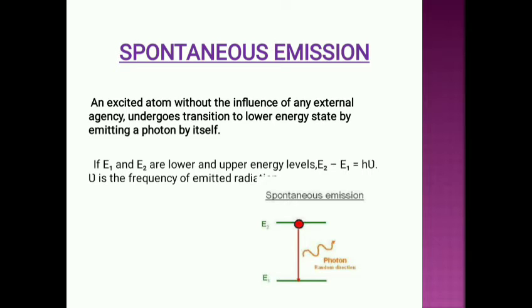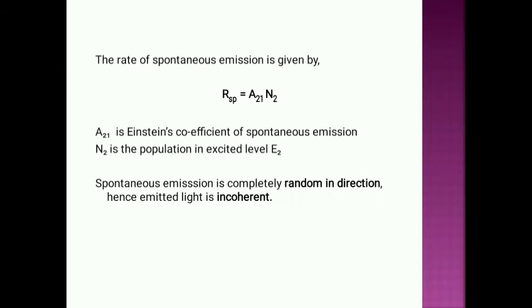So, if the excited atom, without the influence of any external agency, undergoes a transition to the lower energy state by emitting a photon, this emission is what we call spontaneous emission. And the diagram is shown. Here E1 and E2 are the lower and the upper energy levels, and the energy separation E2 minus E1 is equal to h nu, where nu is the frequency of the emitted radiation.